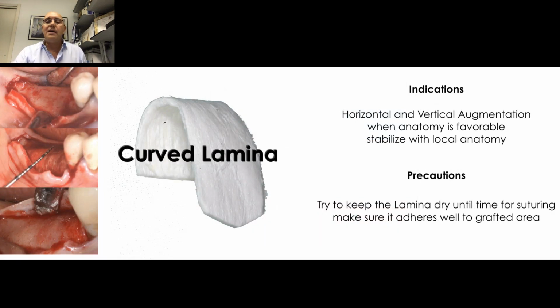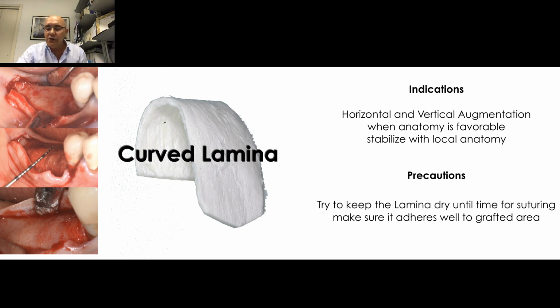So the curved lamina is indicated for both horizontal and vertical augmentation whenever the anatomical situation is favorable. Whenever you have favorable anatomy, the curved lamina has a grip. It's rigid, and you can shape it, and it can actually bite on the bone, and you can stabilize it to the local anatomy, sometimes without even needing to use tacks or pins.